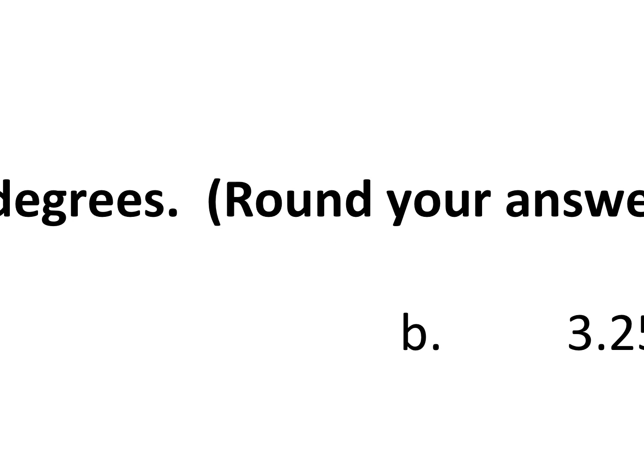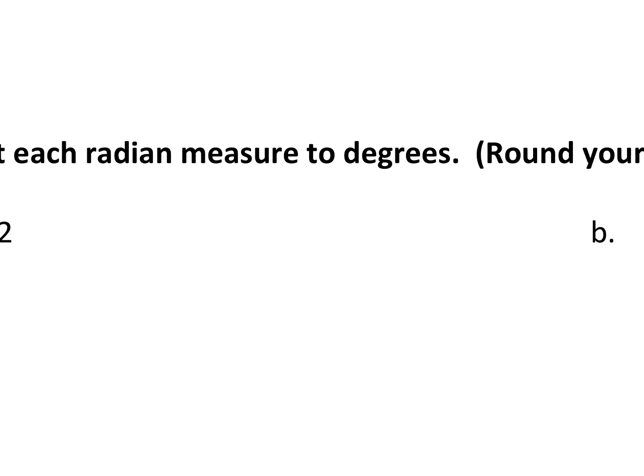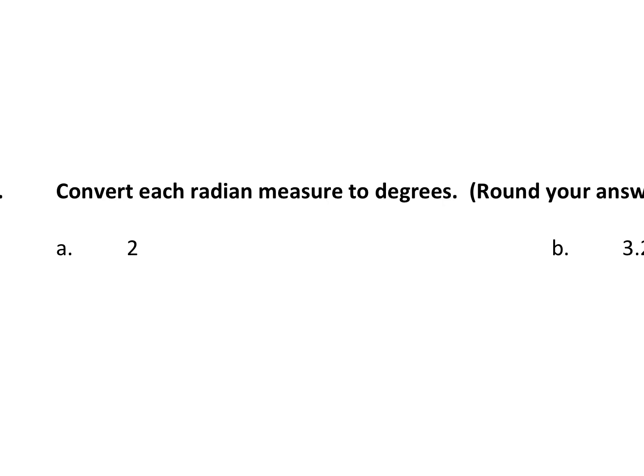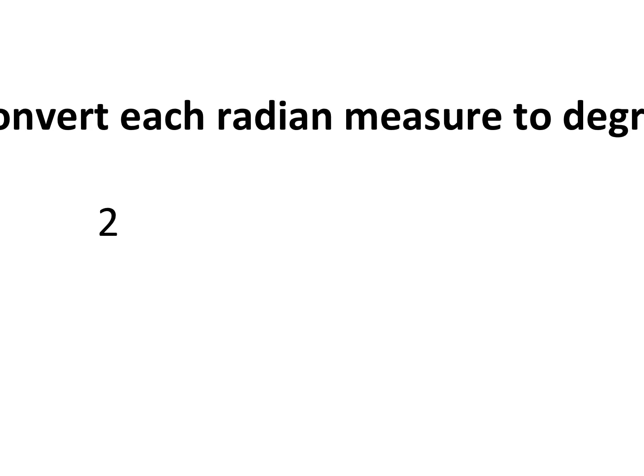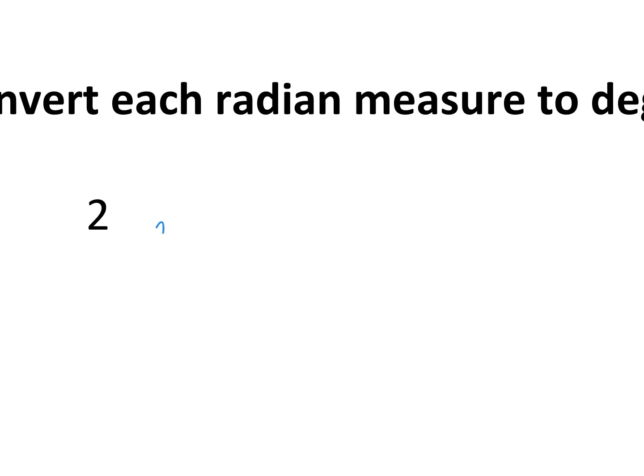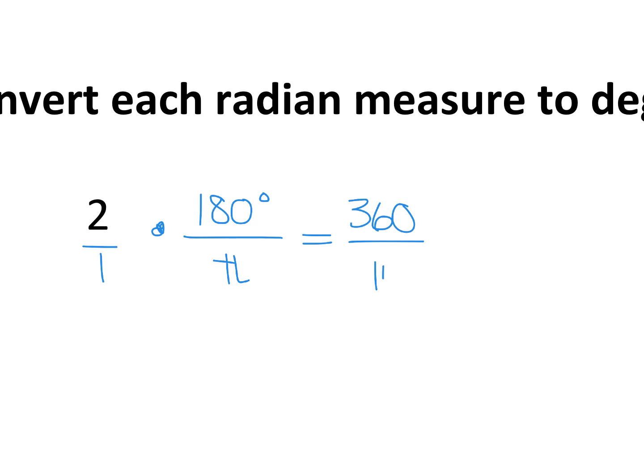All right, and that brings us to our last set of problems here, which is number 3. We're going to convert each radian measure to degrees, and we're going to round our answers to the nearest tenth of a degree. So here we have 2 radians. If this is in radians and I want my answer to be in degrees, I know I have to have 180 degrees over pi. Now, in this case, there is no pi to cancel from my original, so I'm just going to multiply across. On top, 360 divided by 1 times pi is pi.